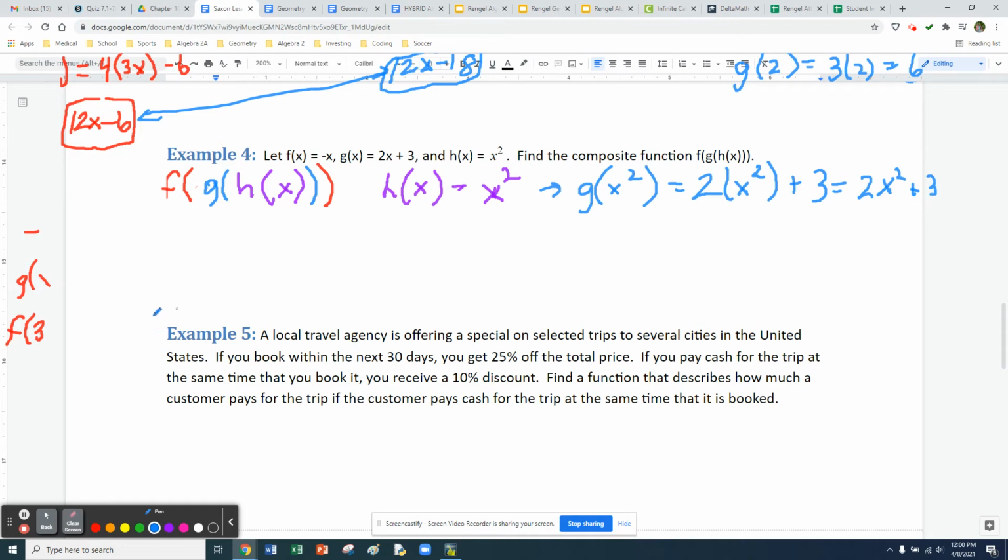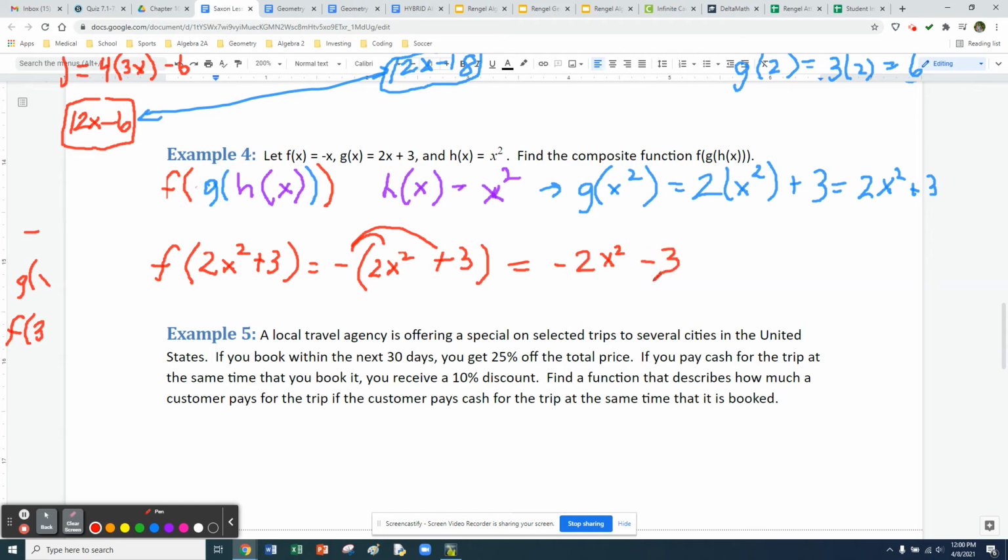Now that output becomes the input into my f function. So lastly, I'll take f of 2x squared plus 3. And the f function is just negative x, so this becomes negative (2x squared plus 3). That negative in this case algebraically just represents a negative 1. We can distribute it out to both, so then we end up with negative 2x squared minus 3. So that would be running all 3 functions. We get a result of negative 2x squared minus 3.